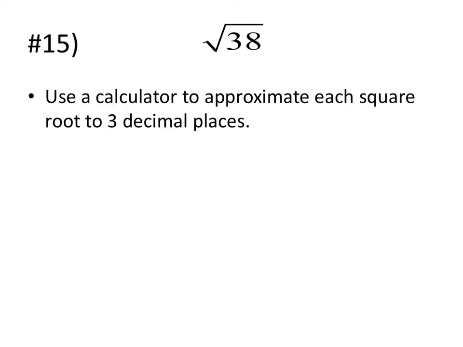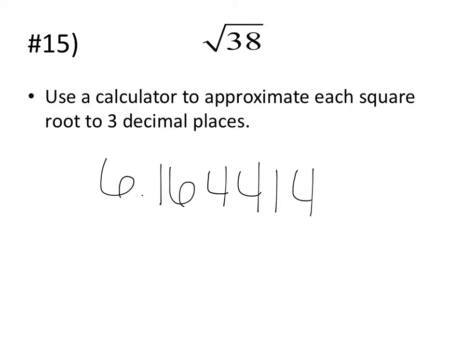Okay, same thing here. You're going to hit 38, and then the square root button, 6.164414, and so on. 3 decimal places. This number is not higher than 5, so you just leave everything alone.